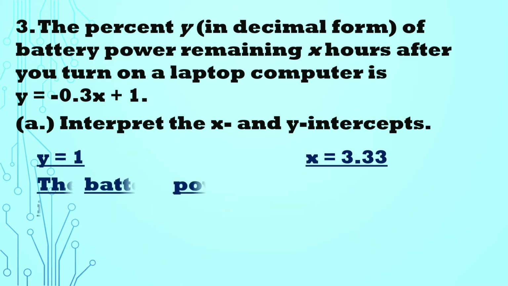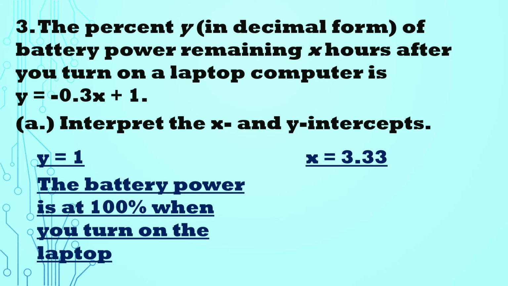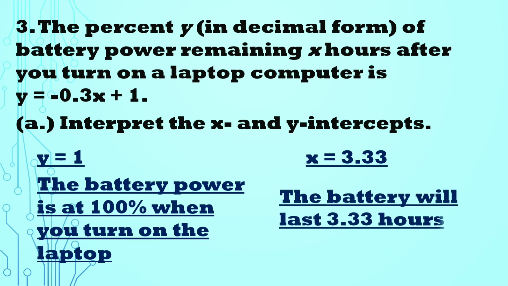So, it indicates that if y equals 1, so the battery power is at 100% when you turn on the laptop. And x equals 3.33, so meaning to say the battery will last 3.33 hours. Kasi yung ating y ay yun po yung battery power ng ating laptop. At yung x, yun po yung battery, kung gaano kahaba or ilang oras magagamit yung ating laptop. So, we're talking about hours dun sa ating x variable.